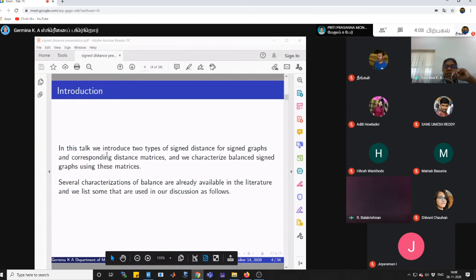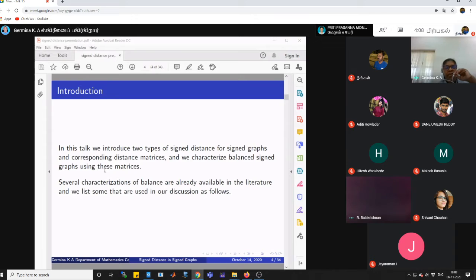In this talk, we introduce two types of signed distance for signed graphs, and corresponding to the distance matrices, we characterize balanced signed graphs using these matrices. Actually, why we went through this is, of course, it is easy for us to define distance if all the edges are positive. There is nothing wrong in that. With respect to that, we have the distance matrix and all in the underlying graph. So how can we look at this signed network and define signed distance in that?